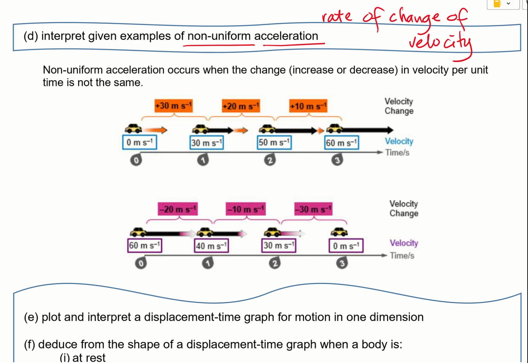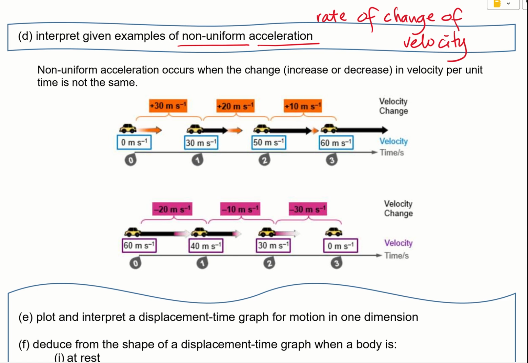Okay, so let's look at the first example. Non-uniform acceleration occurs when the change, either increase or decrease in velocity per unit time, is not the same. Okay, so this is the time axis. Every time the car appears, it is 1 second, right? So 0 to 1, 1 to 2, 2 to 3. So we set the unit time to be 1 second.